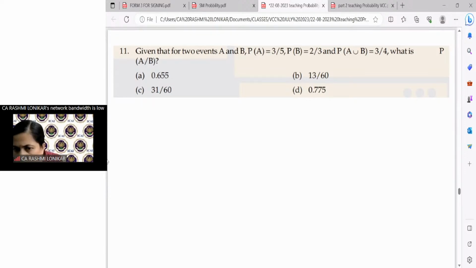Do you remember the formula of A given B? It says P of A intersection B upon P of B. How do I remember? Whatever number or alphabet is after the line, that is going to come in the denominator. So you just remember one, and automatically you will know what P B given A is.